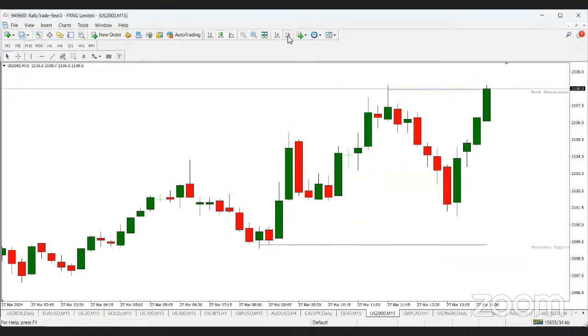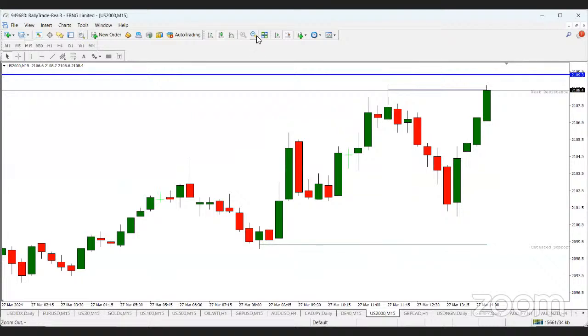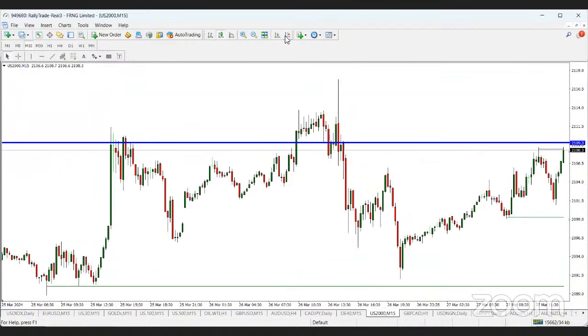So for US 2000 personally, I would be expecting it to push to the upside. You understand? That's what I'll be looking at, a push to the upside. Now, apart from that, there are two ways I will be looking at buying US 2000.